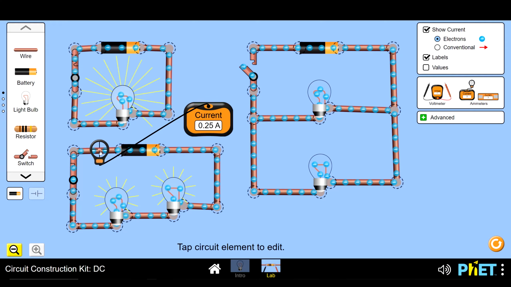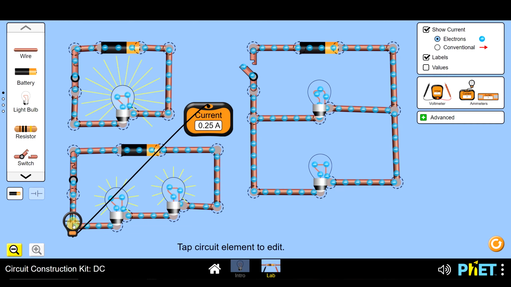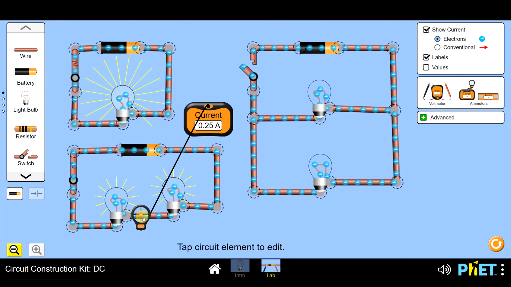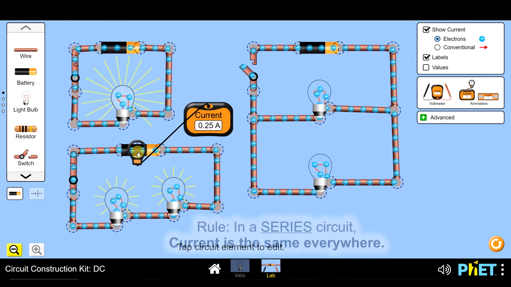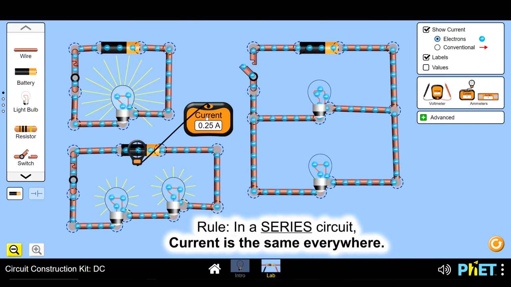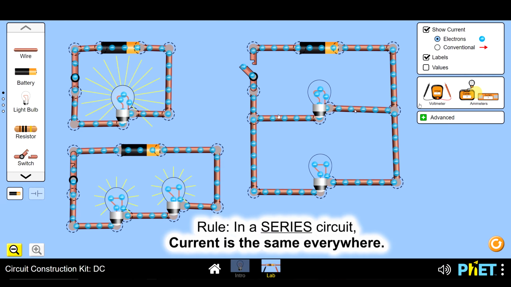And let's just confirm the rule that we learned earlier about current in a series circuit. Let's just confirm that current is in fact the same everywhere. As I move my crosshair around, I'm seeing 0.25 amps everywhere, even inside the filament of the bulbs. And it seems like that theory is confirmed. Current is once again the same everywhere in a series circuit. That's a pretty easy rule to remember. All right, I think we've taken a look at series circuits enough for now.